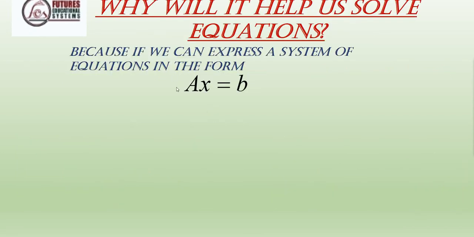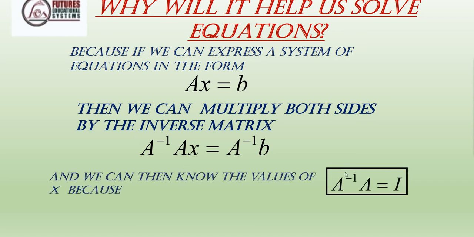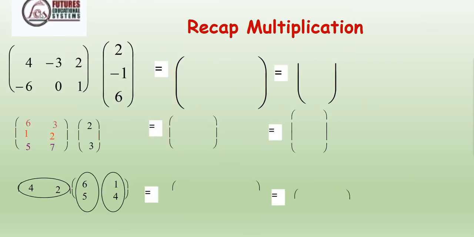Revision about equations. When we have AX equals B, A is a matrix, X is a variable, and B is a constant. We multiply A inverse on both sides, and we get A inverse times A equals 1. Therefore, X equals A inverse B.